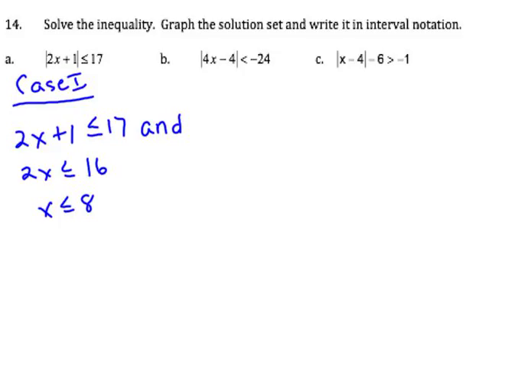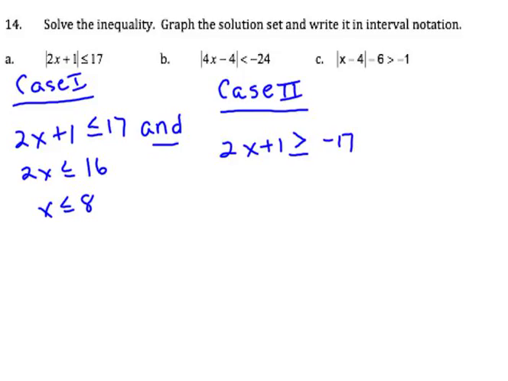So I now have to solve it for the case where what was in the absolute value sign was negative. So for case 2, I have 2x plus 1, and I need to take the negative over to the right-hand side, and that's like dividing by a negative, so I have to change the direction of my inequality and change the sign, because remember, what was over here was negative. I took the negative to this side, and now I solve this case. So I have 2x is greater than or equal to negative 18, divide by 2, and x is greater than or equal to negative 9.